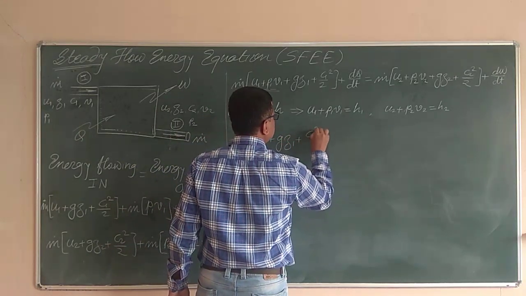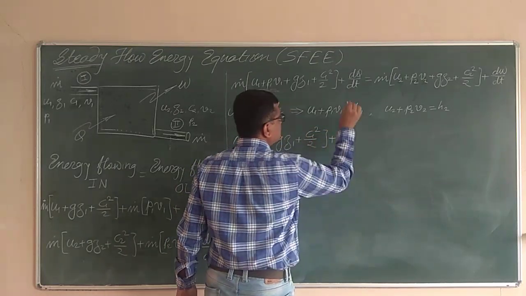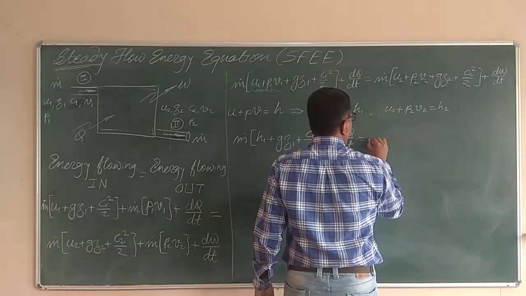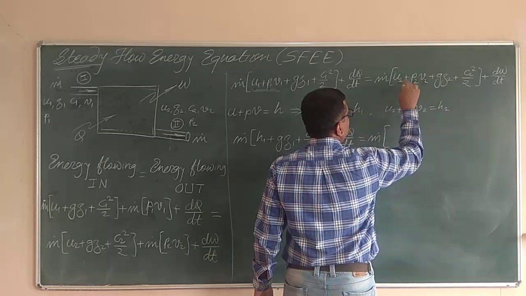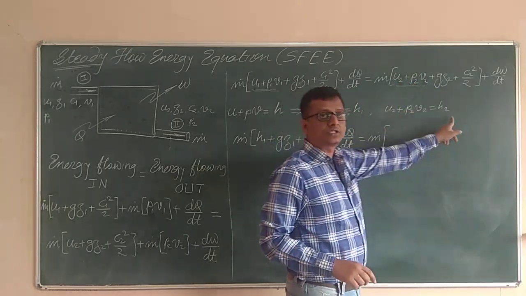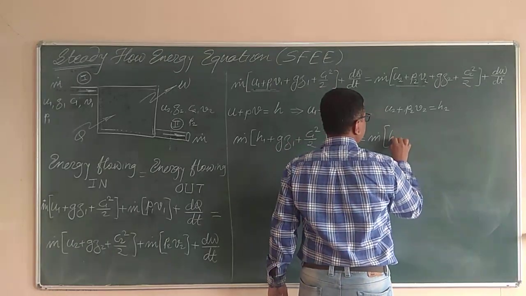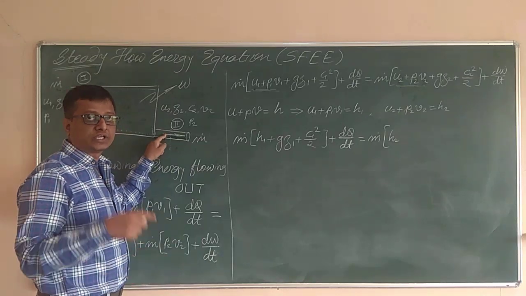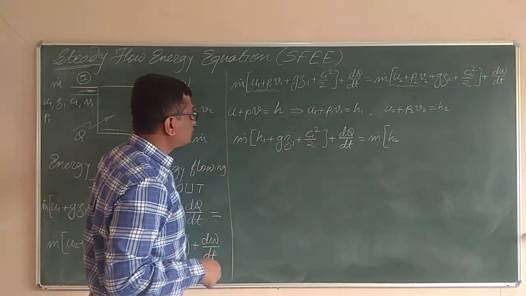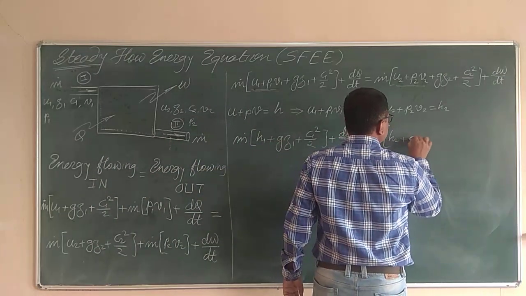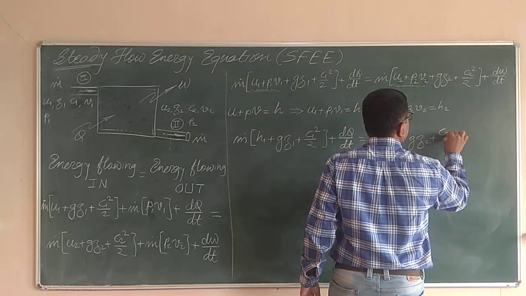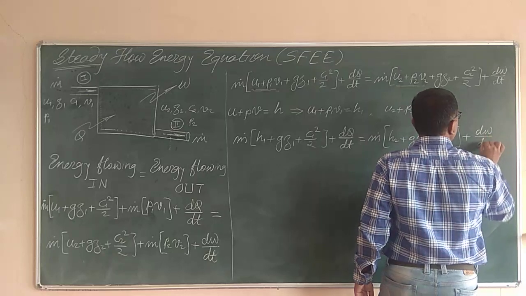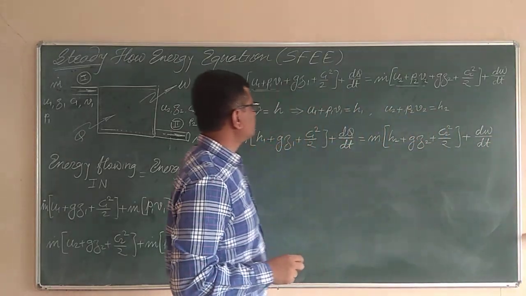gz1 plus C1 square by 2, plus the heat transfer dQ by dt, equals m dot into, now again U2 plus P2 V2 I can replace by H2, where H2 is nothing but the enthalpy of the fluid across section 2, that is again the specific enthalpy, enthalpy per unit mass of the fluid across section 2, that is H2 plus gz2 plus C2 square by 2 plus dW by dt. So this is one important equation.